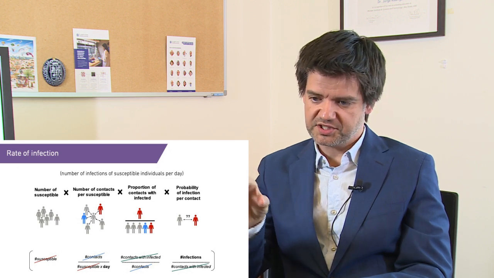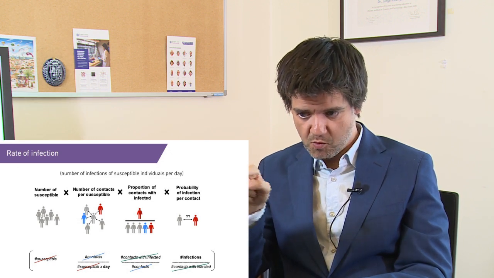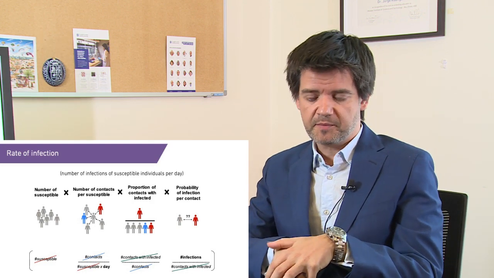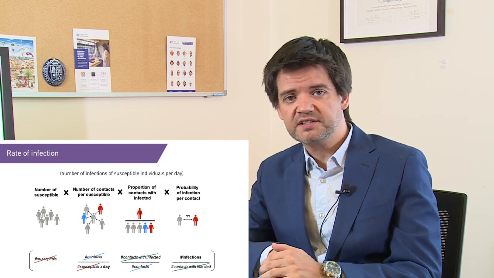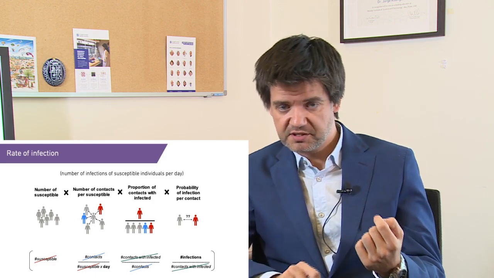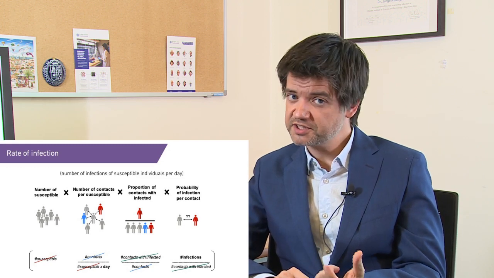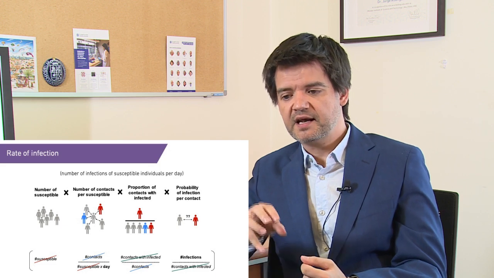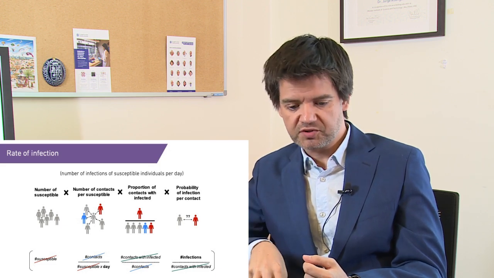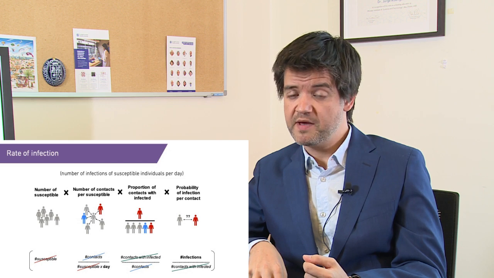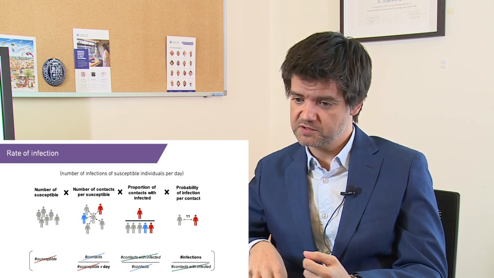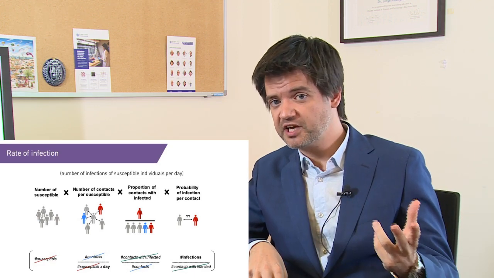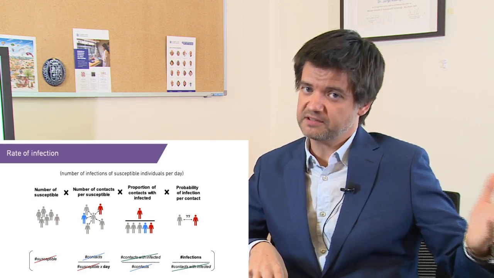The rate at which we have infections in one day is going to be the product of the number of people that can be infected, okay? Then it's multiplied by the number of contacts that each one of those people, on average, have per day. If I have many contacts per day, I have more chances for infection. And then we multiply that by the proportion of those contacts which are with infectious people. If there are a lot of people infected in my area, I have 10 contacts, well, maybe 9 out of 10 are infected, I have a big chance.